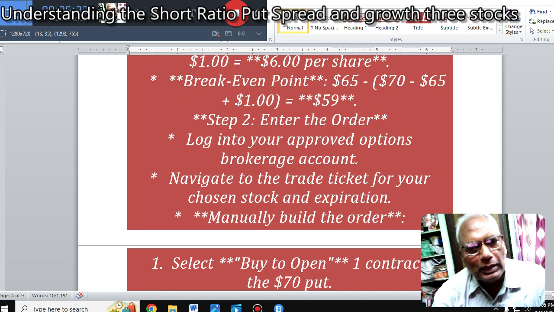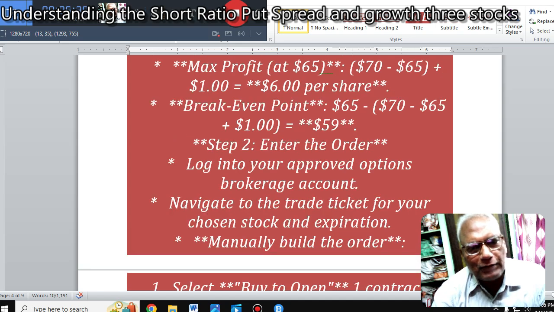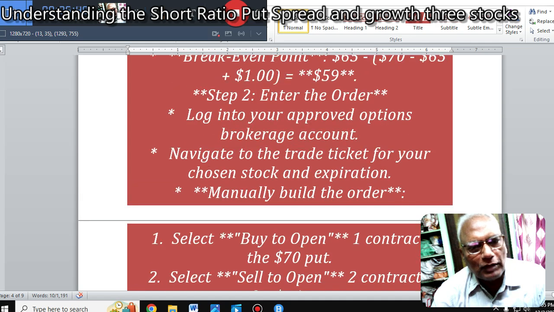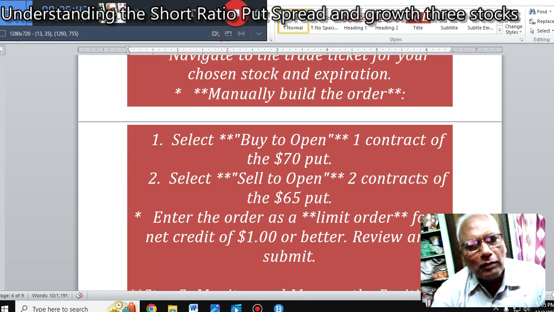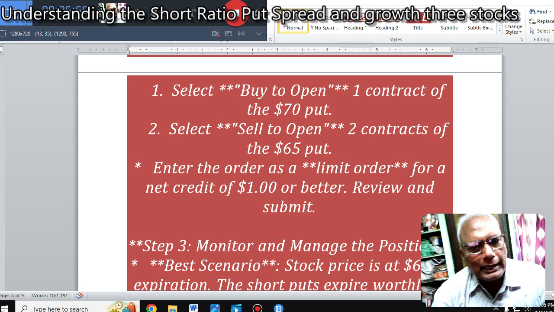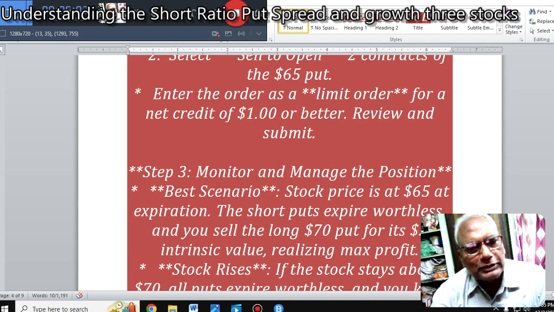Step 2: Enter the order into your approved options brokerage account. Navigate to the trade ticket for your chosen stock and expiration. Manually build the order. 1. Select buy to open, 1 contract, the $70 put. 2. Select sell to open, 2 contracts for the $65 put. Enter the order as a limit order for a net credit of $1 or better. Review and submit.